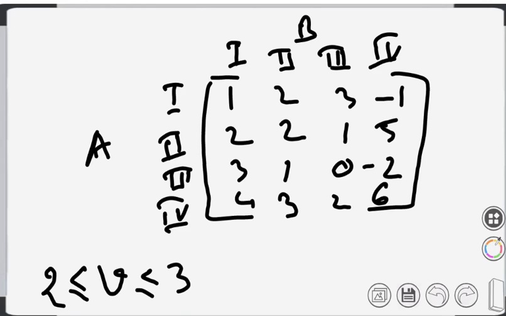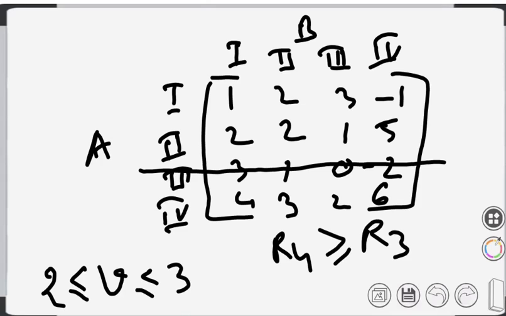Now, it is not necessarily the way I am doing that is final. You can do your own way, but I have looked at it first, so I can see that R4 and R3 can be compared, and R4 is greater than or equal to R3. So I have dropped R3. As you are saying, R4 can also be compared to R2. R4 is greater than or equal to R2: 4 is greater than 2, 3 is greater than 2, 2 is greater than 1, 6 is greater than 5. So R2 is dropped.